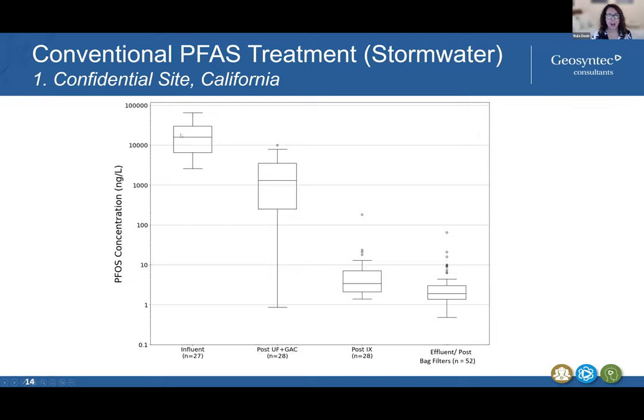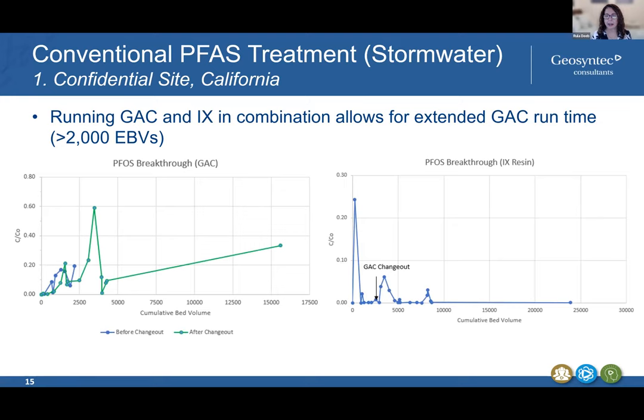And you'll see that over the course of the treatment train, after ultrafiltration and GAC, you knock down the concentration a little bit, and then ion exchange really helps. But because of the total suspended solids that the PFAS attached to, bag filters were really important to knock down that concentration to the levels that we were aiming to treat to. So the good news here is that conventional treatment technologies, when implemented properly, really help knock down the levels of PFOS and other target PFAS.